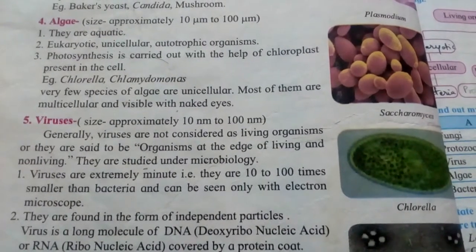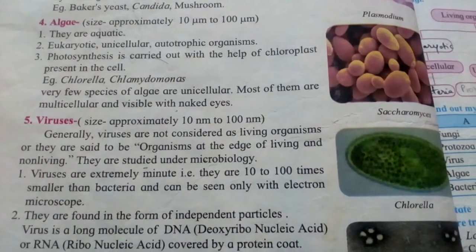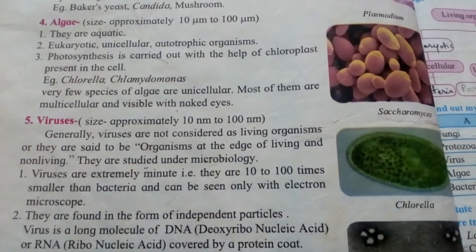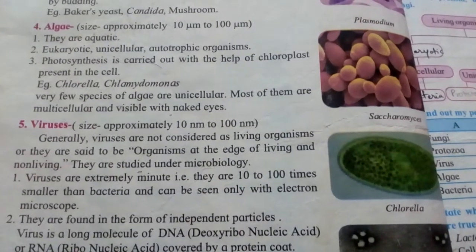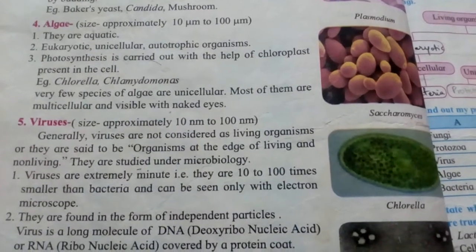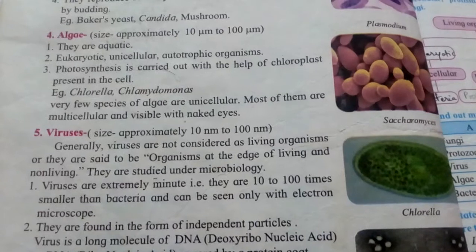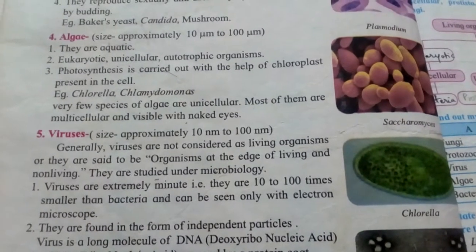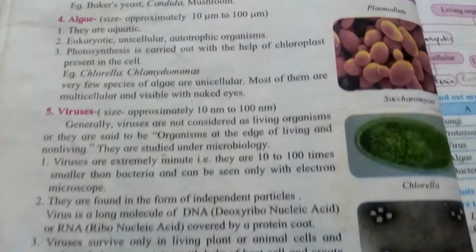Then, algae are able to perform the process of photosynthesis because in the cell of such algae there is a plastid named chloroplast present, and in the chloroplast there is a green pigment which is known as chlorophyll. Because of the presence of chlorophyll, algae are able to carry out photosynthesis and prepare their own food. Then let's move towards viruses.